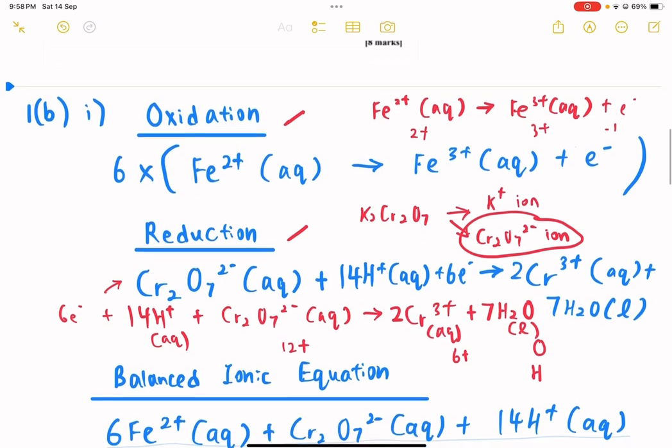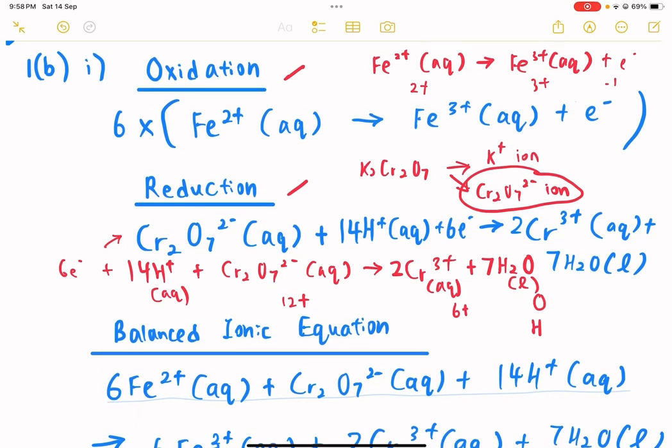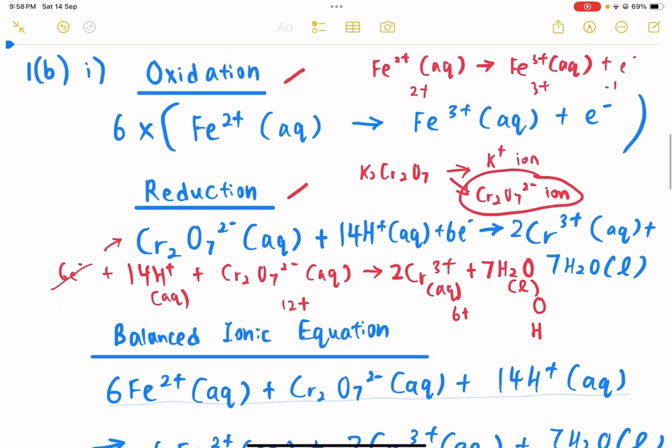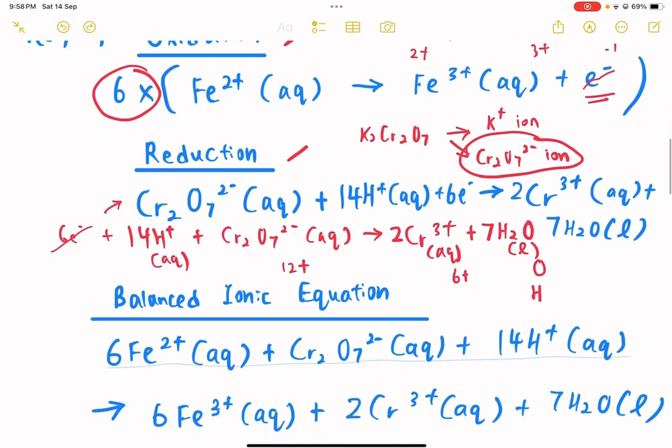After that, to balance the ionic equation, we have to combine the oxidation and the reduction equations together. However, before doing that, we have to eliminate the e-. How? By making sure the electron numbers are the same. Here is 6 e-, right? But here initially is only 1 e-. So I multiply by 6 to make sure it is 6 e- also. So we can cancel them away, it deducts and becomes 0 already.